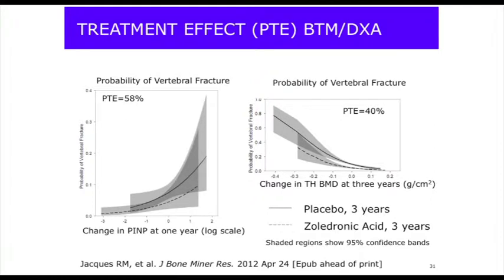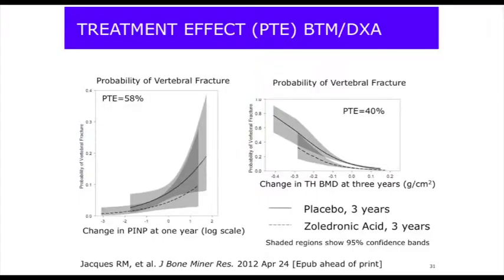This is newer data with zoledronic acid, where actually it was shown that the markers explained 58% of the probability of vertebral fracture versus BMD only explained 40%. And again, there was a curvilinear relationship between the reduction in markers and the risk of fracture of the vertebrae here. And there was much more dynamism, as you see, in the marker response than seen in the BMD response.